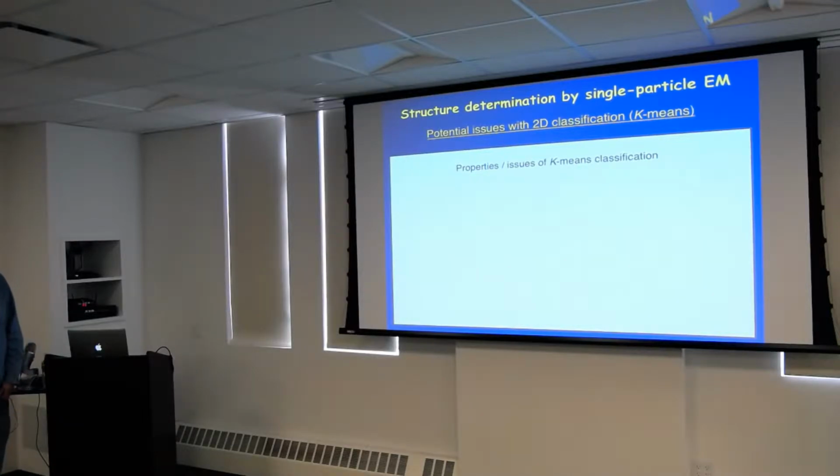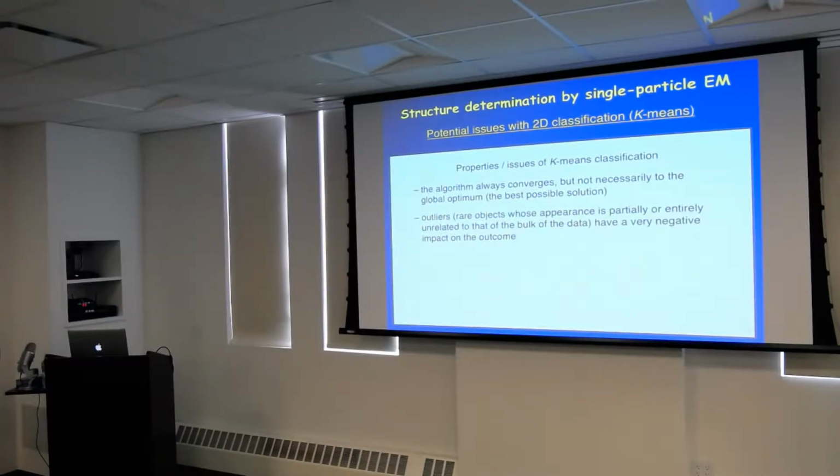And there are other issues with k-means classification that you should keep in mind. One is that the algorithm always converges. You will always get a result, but it doesn't mean that it's the best result. You might get locked in local minima, and so you might not actually get the real solution of the problem. Outliers have a really bad effect, so they can totally skew how you get your averages in the end.